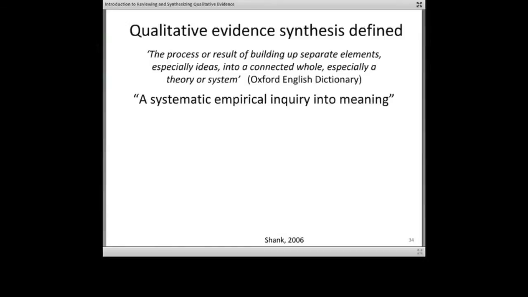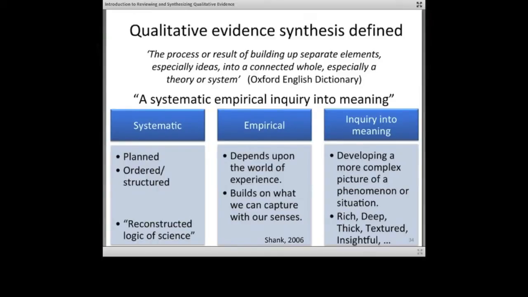So the definition of qualitative evidence synthesis is actually very close to the definition of synthesis displayed in the Oxford English Dictionary. It states that synthesis is a process or result of building up separate elements, especially ideas, into a connected whole, especially a theory or a system. And so I think that there are three components in my definition of qualitative evidence synthesis. I always call it a systematic empirical inquiry into meaning.